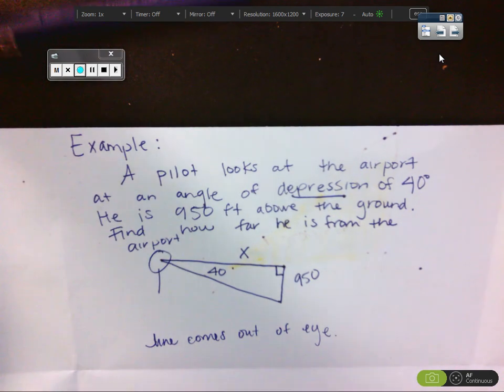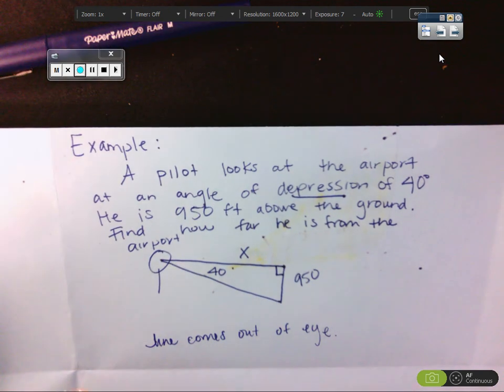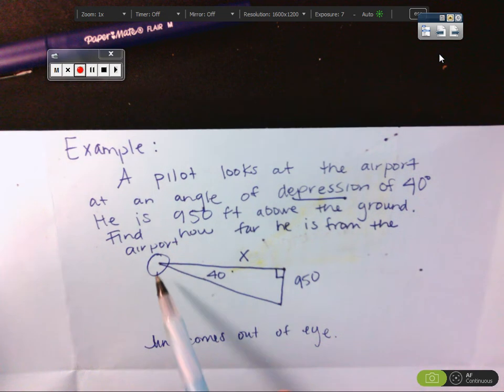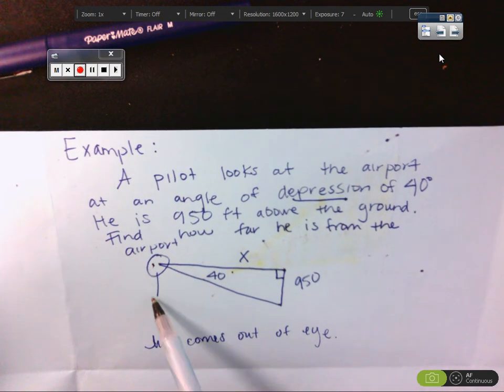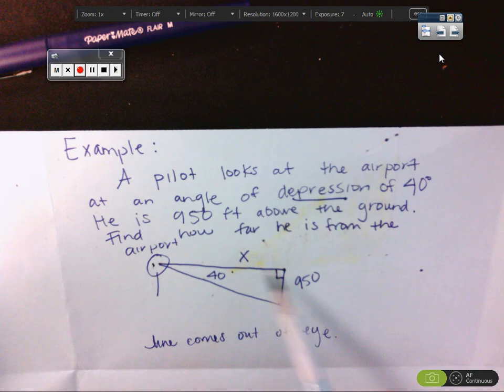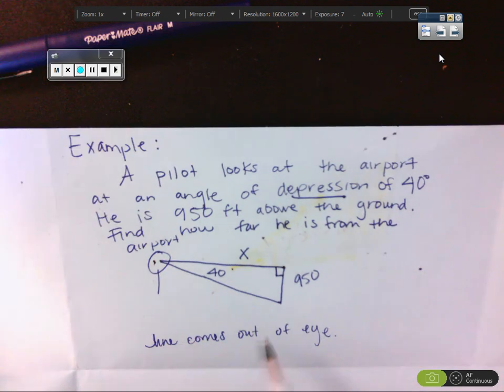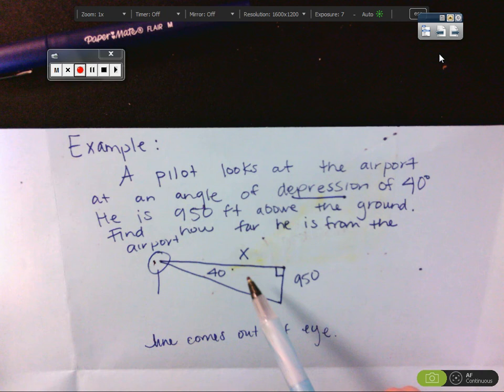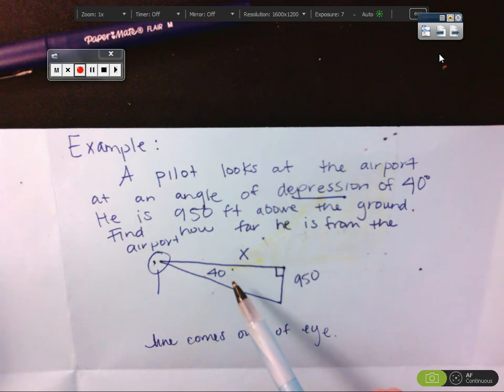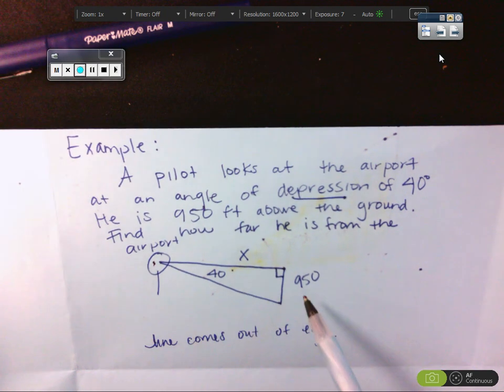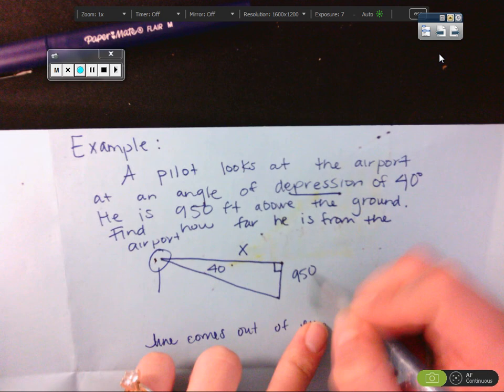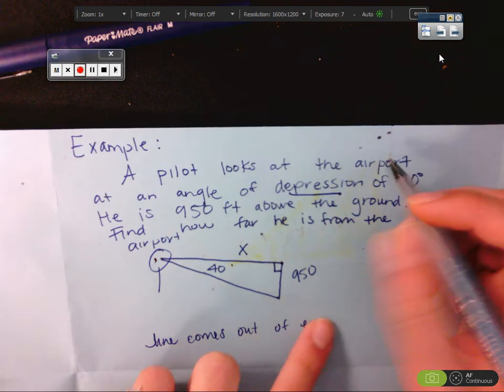If you need to pause this video to make sure your picture is correct, your picture is one of the most important things from here. Again, you draw head, eye, body. You draw the horizontal line coming out of the eye. It's depression, so it's under it. And then you label 950. So that's how far he is from the ground.